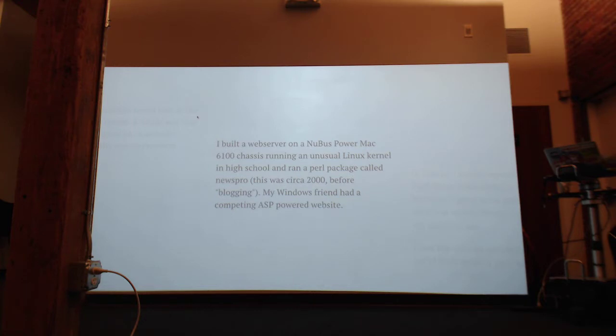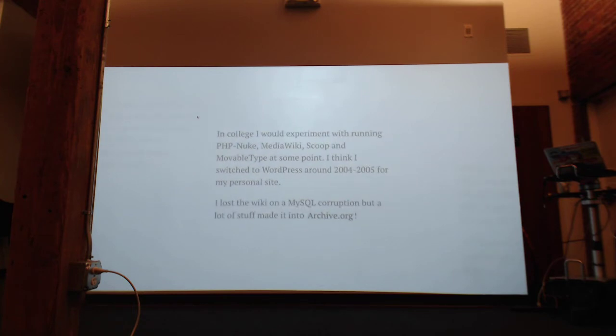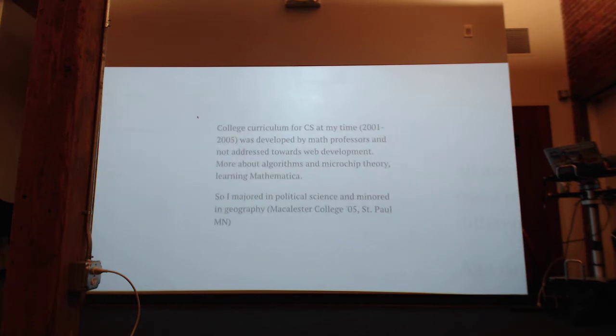And I used this program called News Pro to generate a blog, before it was even called a blog. This is circa 1999, 2000, around then. Then I used PHP Nuke, MediaWiki, Scoop, Movable Type, things like that. And then I switched to WordPress when Movable Type went kind of proprietary. And I lost some of my data, but a lot of stuff got on archive.org.